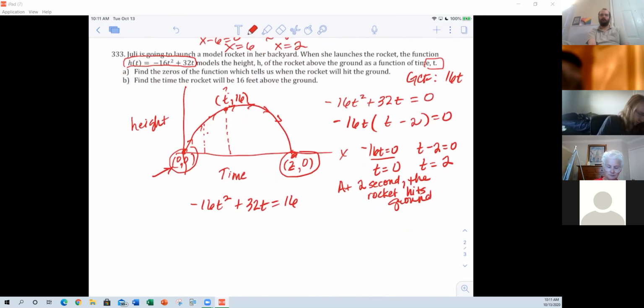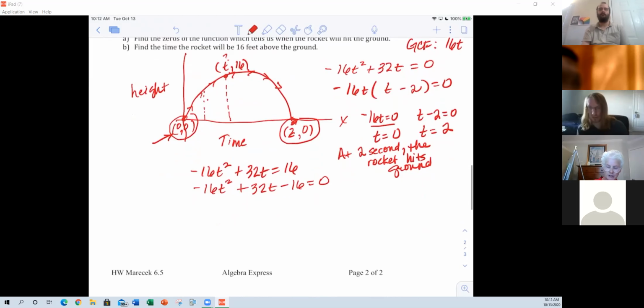And now what? Set it equal to 0. Factor out 16. Now what? Find the GCF. Which is 16. Okay, but what else do you need to take out besides just the 16?